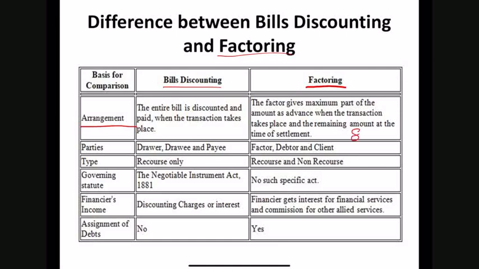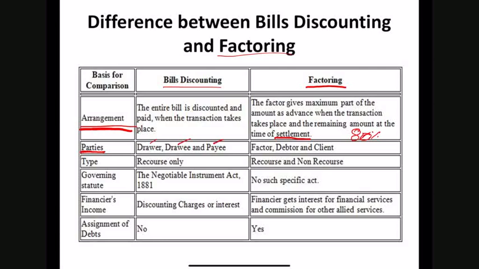But in factoring, of course, I will get immediate payment, but only 80% will be immediately provided. The remaining will be provided after the settlement. Once the factor receives the money from my customer, then the remaining balance will be collected and given by the factor to me after deducting some fee. Now, after discussing arrangement, let us go to the next one.